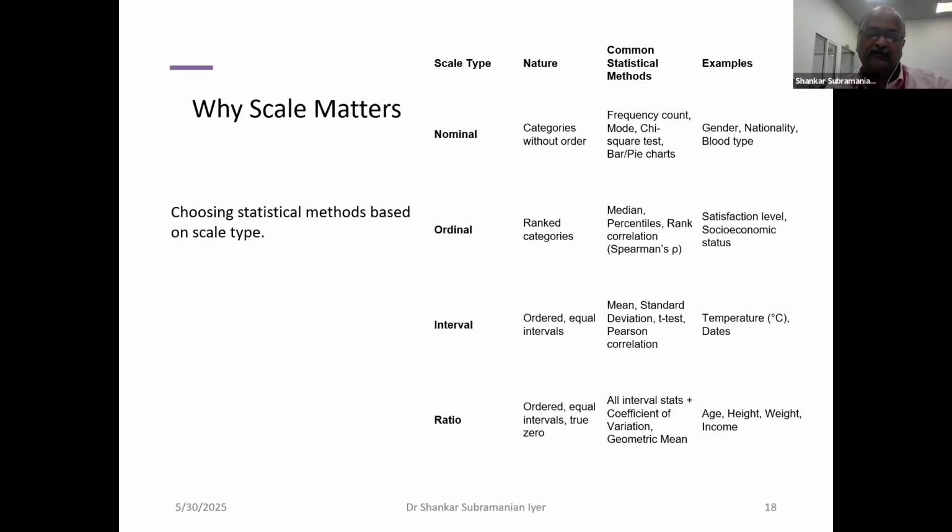Then we look at the interval scale, ordered with equal intervals. Here we use the mean, standard deviation, the t-test, and Pearson correlation as statistical methods. Knowing what scale you're going to use and what it means, whether nominal, ordinal, or interval, will decide to some extent the statistical methods you use. It's indicative of that. For an interval scale like temperature or dates, we can look at the mean, standard deviation, t-tests, the Pearson correlation, and so on. For the ratio scale, with ordered equal intervals and a true zero, we use all interval statistics, the coefficient of variation, and the geometric mean, with examples like age, height, weight, and income.